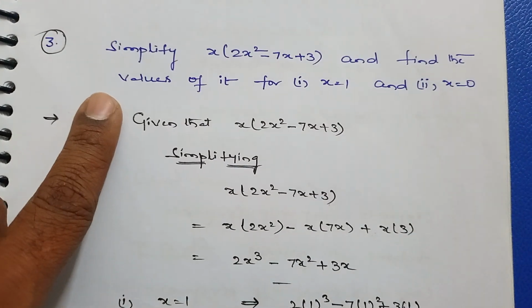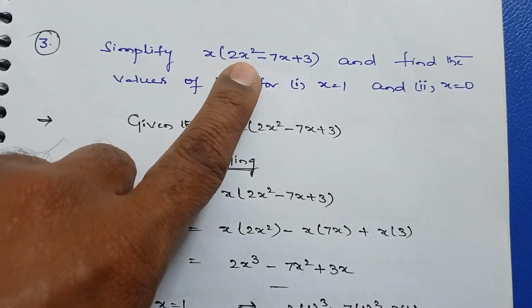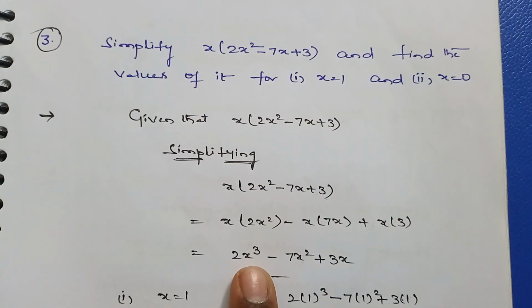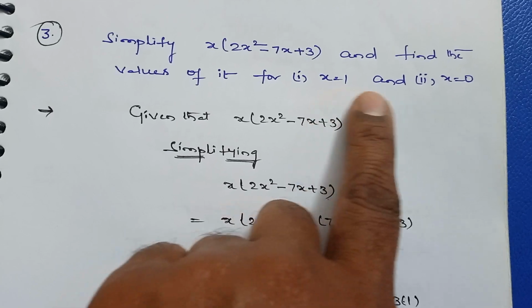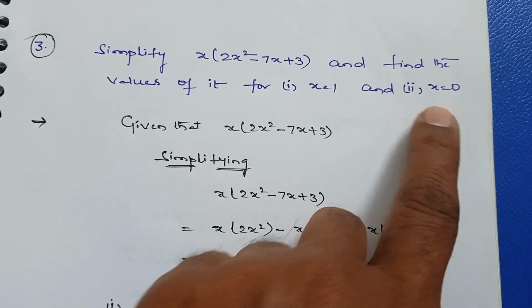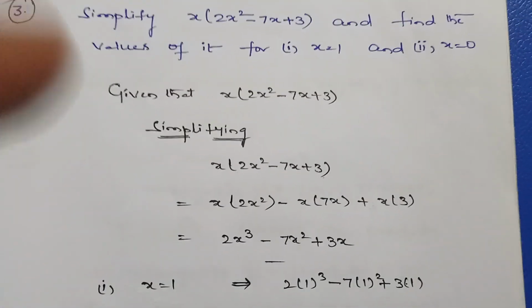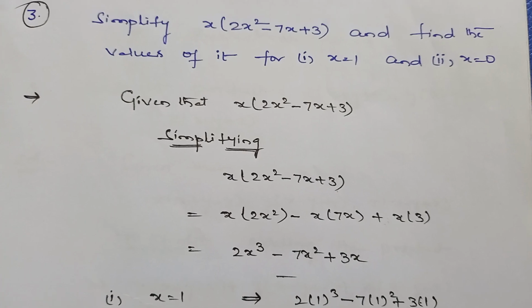So in this, students, the first step is we need to simplify this one, taking the product. After getting the result, substitute x value as 1 and substitute x value as 0, and simplify. Now take down the given expression x into 2x square minus 7x plus 3.